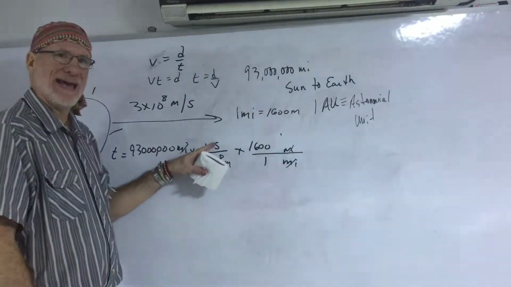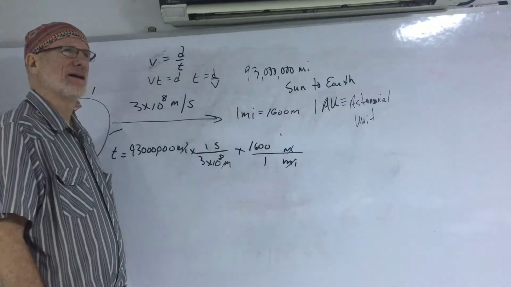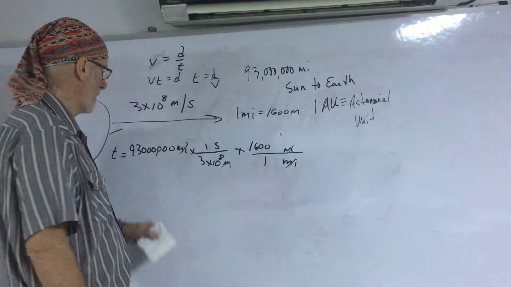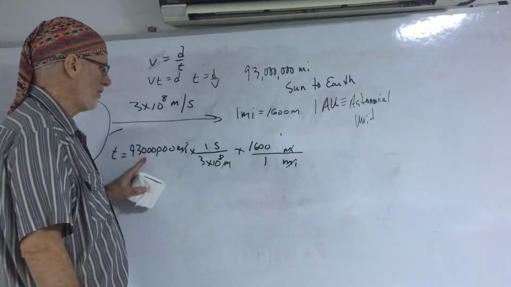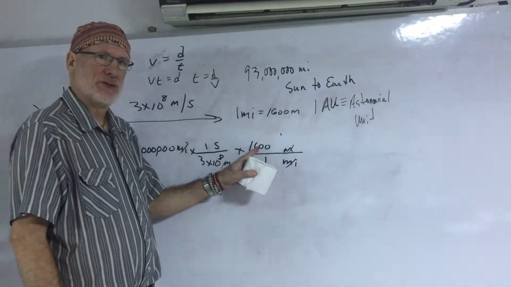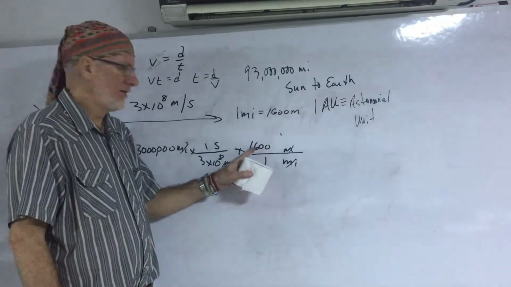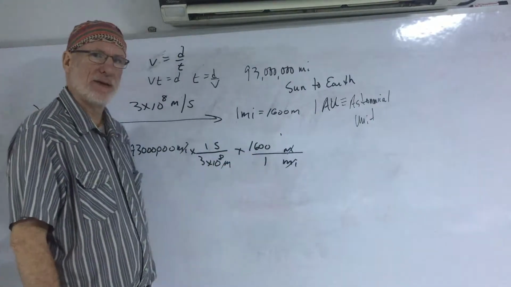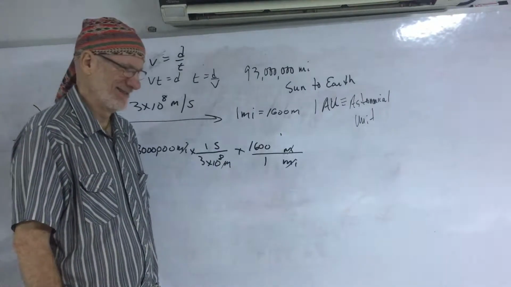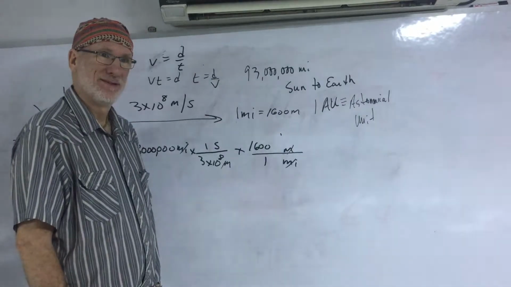I want to do this in days. Well, it may not take that long. Let's leave it in seconds and then we'll see what happens. Okay. What is 93 million times 1,600 divided by 3 times 10 to the 8th? Do you know how to put 3 times 10 to the 8th into your calculator?